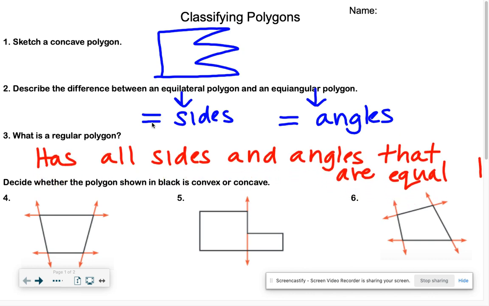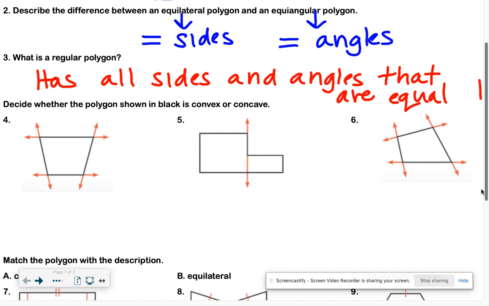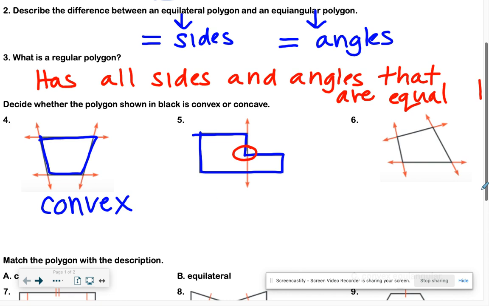Number 4, decide whether the polygon shown in black is convex or concave. So this one here, they're talking about this guy. That would be convex. Nothing dips in. Number 5, if we trace it out, you guys see how I went in right there? So since we dipped in, that would be concave. And then this last one here, if we trace her out, all of our sides pop out, so it is convex.